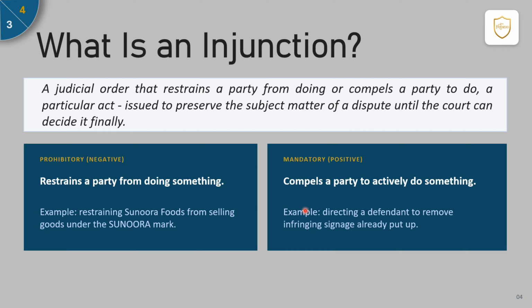Almost every trademark interim application which you will draft in practice is generally prohibitory in nature, as you are asking the court to freeze conduct and not to force a new action. So better to keep that distinction in your mind.